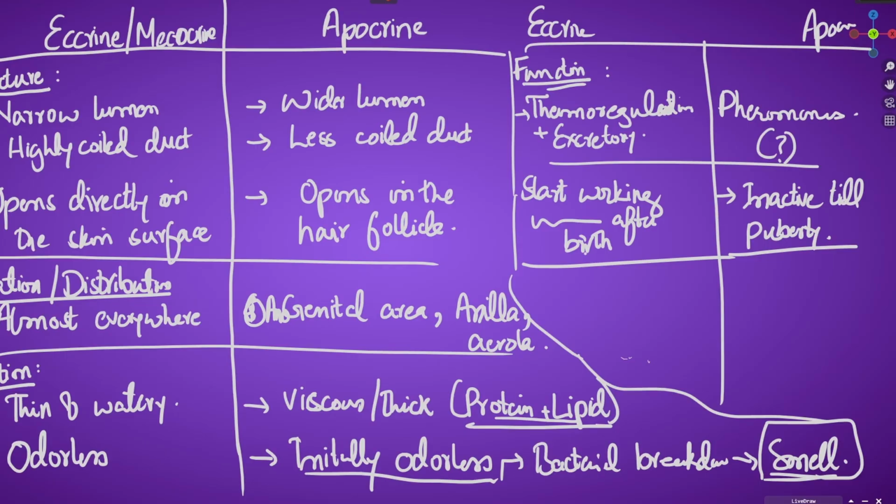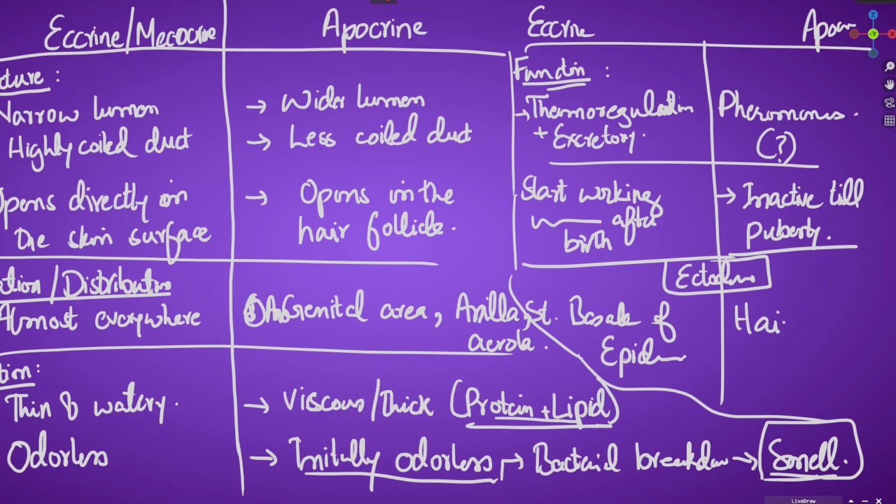Finally, regarding the origin, both of them arise from ectoderm. You know this, both of them arise from ectoderm. This one arises from stratum basale of epidermis, and the apocrine arises from the epithelium of the hair follicle. So that was all about the apocrine sweat gland and merocrine or eccrine sweat glands in human.